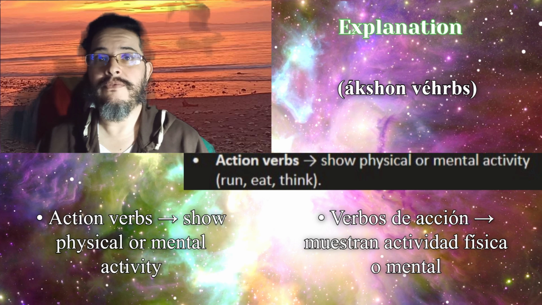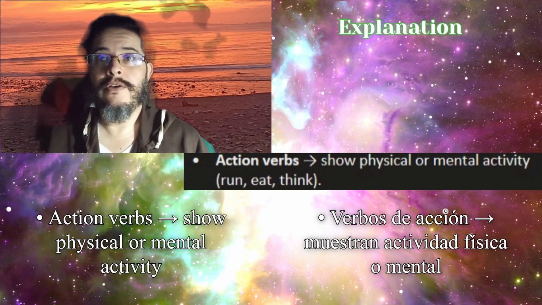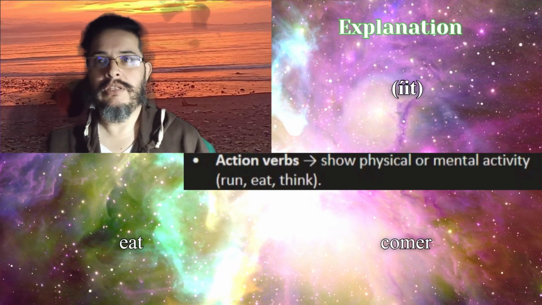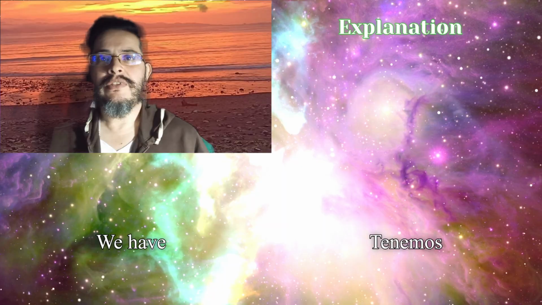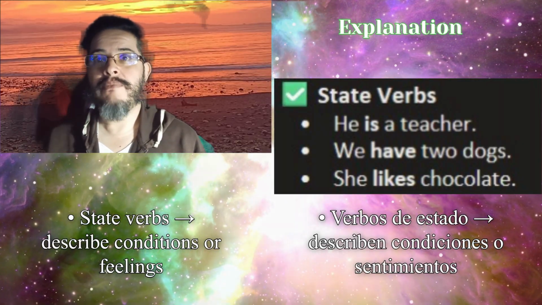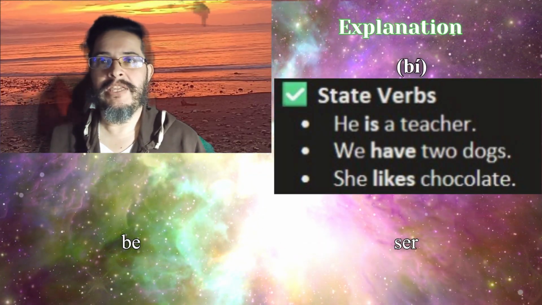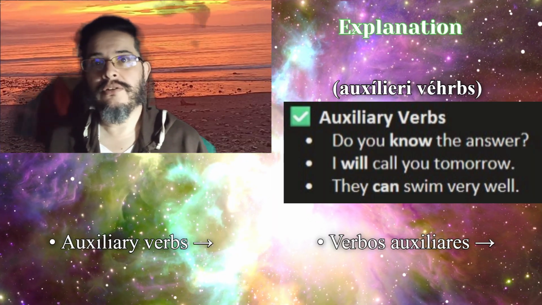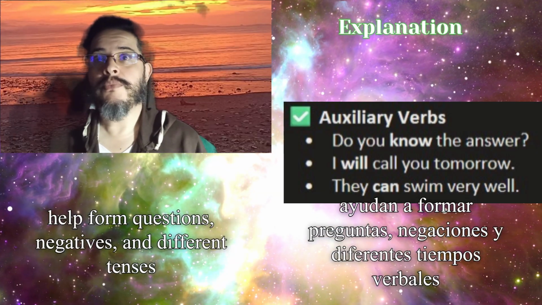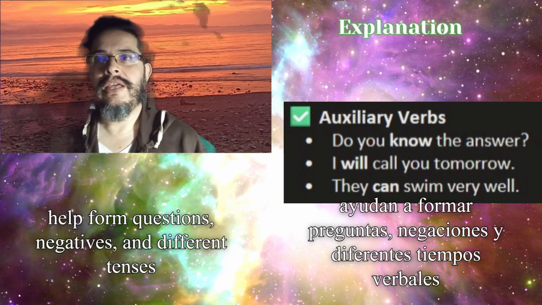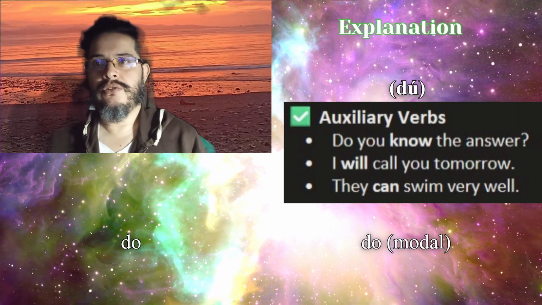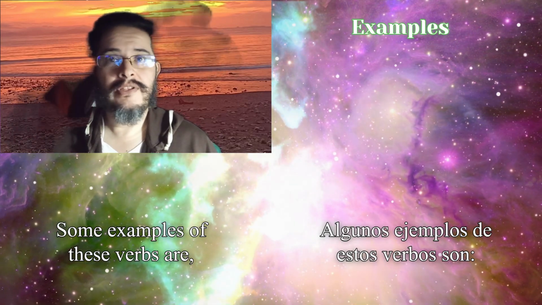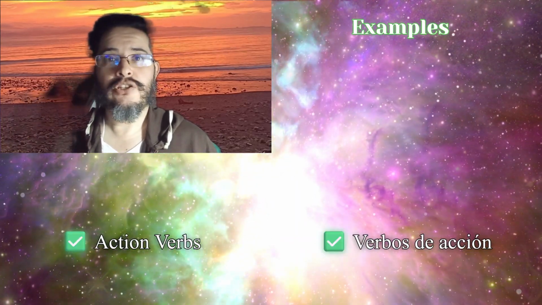We have the action verbs. They show physical or mental activity. Run, eat, think. We have state verbs that describe conditions or feelings. Be, have, like. And we have auxiliary verbs which help form questions, negative, and also different tenses. Do, have, will, can.